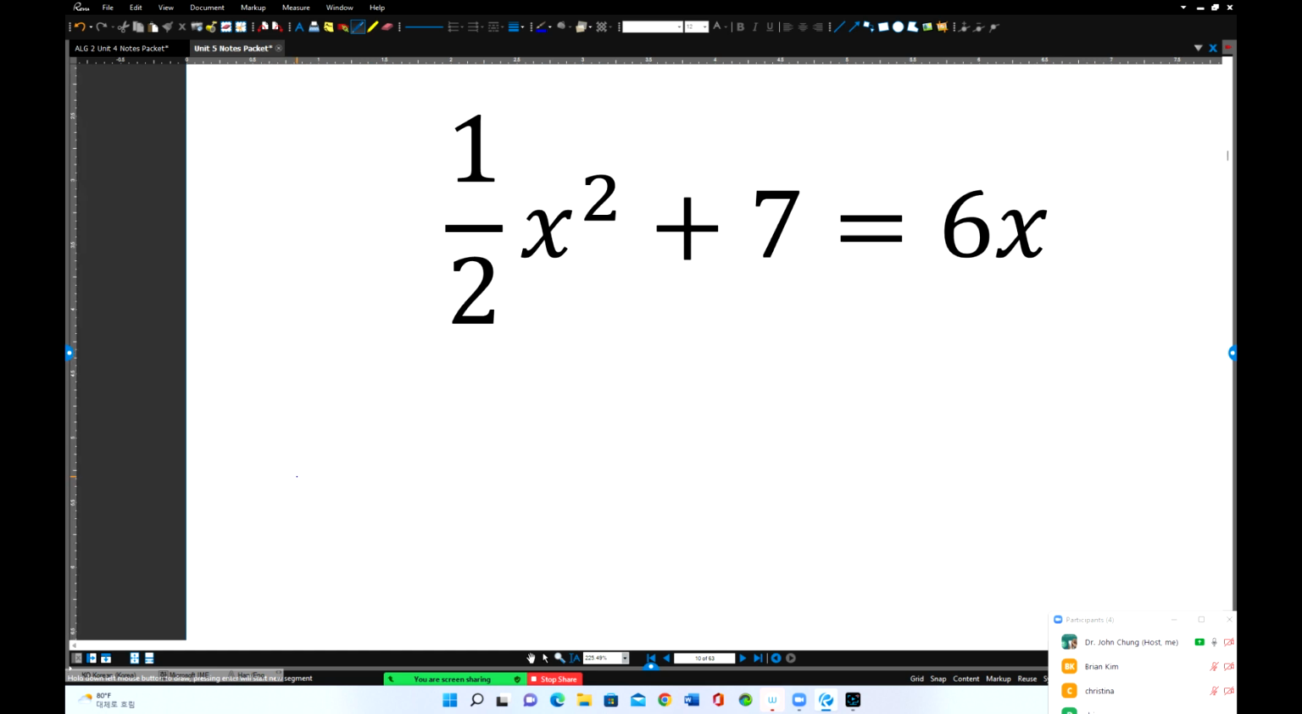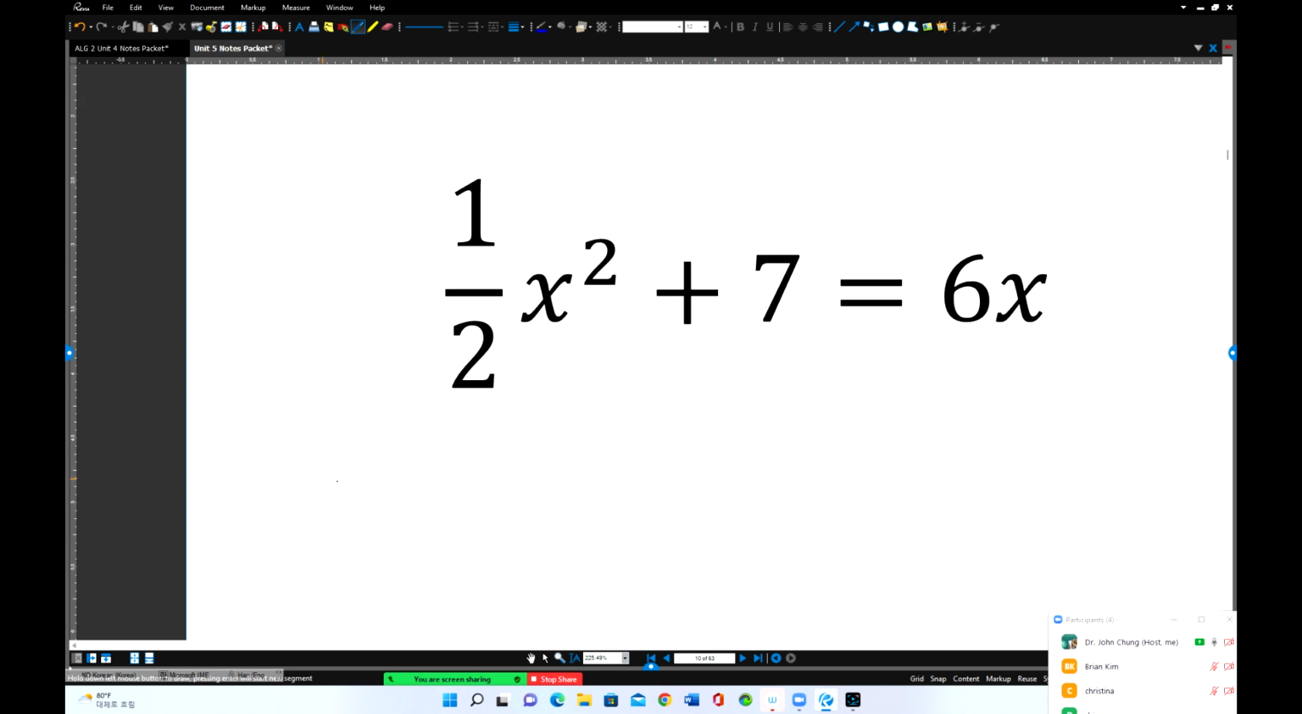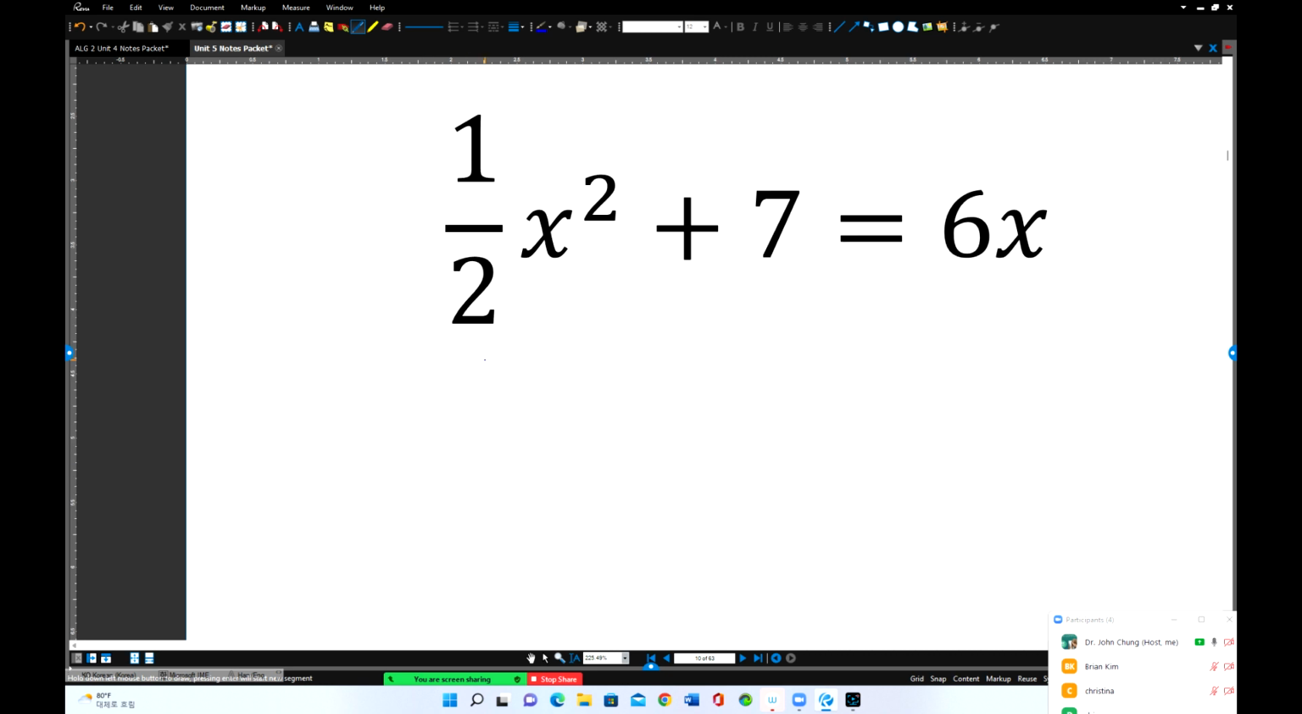I'm not gonna do this one. Now we have this one. Okay? I'm gonna solve this one by completing the square. Complete the square: variable terms on the same side. It's gonna look like this one: 1 over 2 x squared minus 6x, constant terms on the other side.